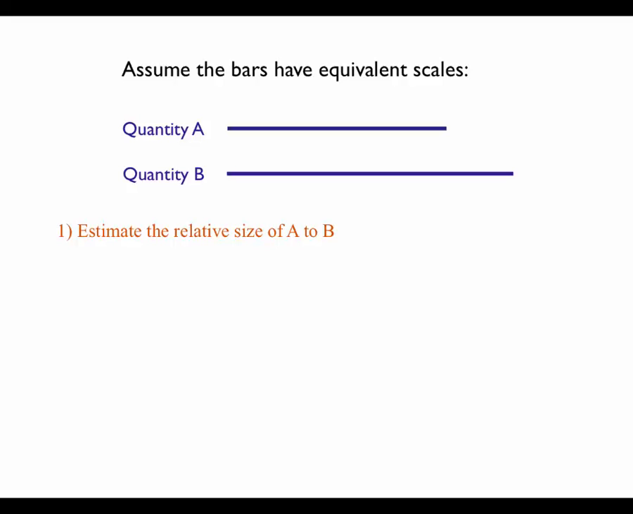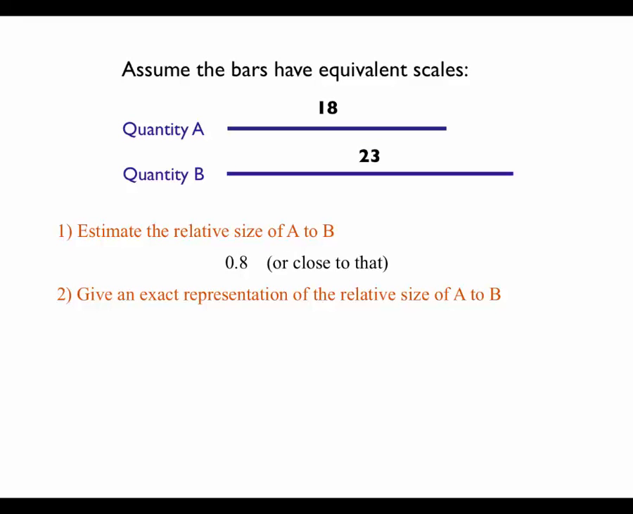Is that the relative size of A to B? I say A is 4/5 of B. 4/5. Something like that? Yeah, 3/4, 4/5. So I said 0.8 or close to that. Okay, now I'm going to tell you what those values are. 18 and 23.